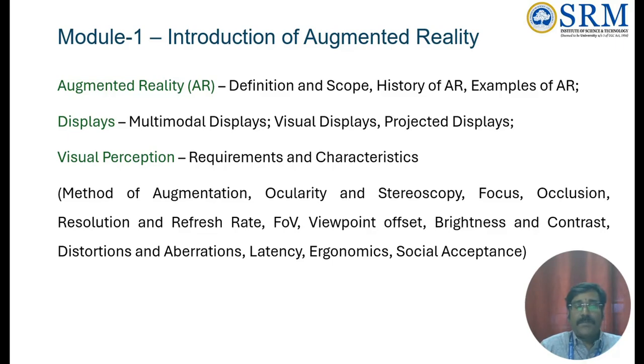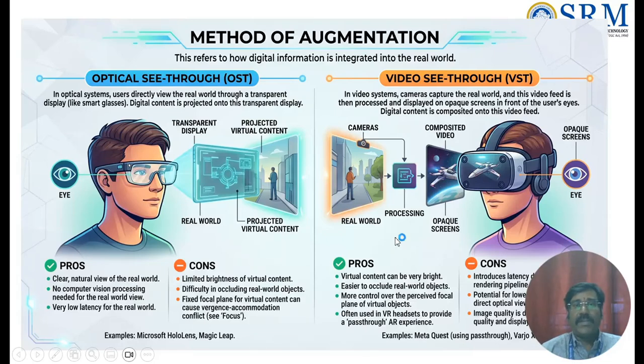Today's part 3 covers the method of augmentation, ocularity and stereoscopy, focus, occlusion, resolution and refresh rate, field of view, viewpoint offset, brightness and contrast, distortion and aberrations, latency, and along with that, ergonomics and social acceptance are also going to be discussed. So what is the method of augmentation?